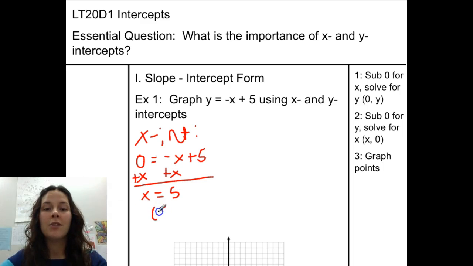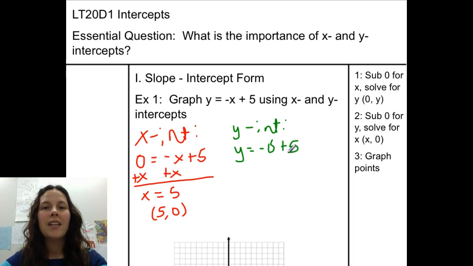Write your intercept as an ordered pair because you're going to plot it as a point on the graph. We solved and got 5 for x when we started by substituting 0 for y. To solve for the y-intercept, that's when x equals 0. So we're going to substitute 0 for x and solve for y. 0 can't be negative, so we get 0 plus 5 is 5. Again, ordered pair, we started by substituting 0 for x, and we solved and got 5 for y.